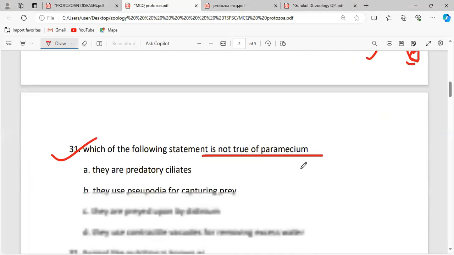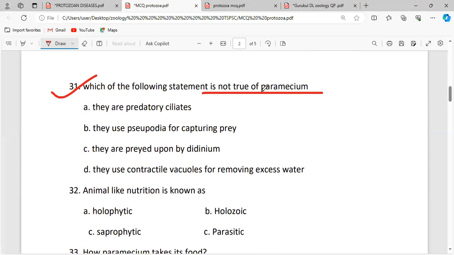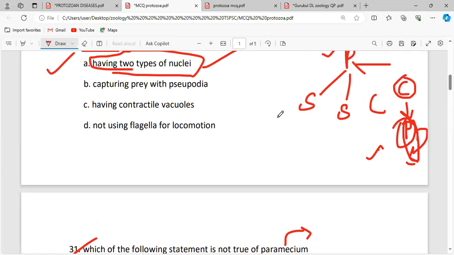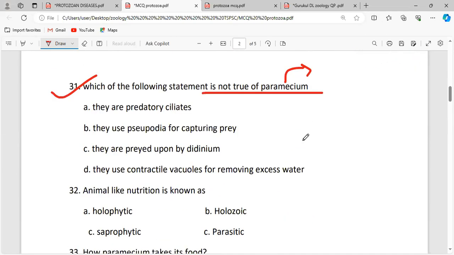What is their locomotory organelle? Definitely they are going to use the cilia for its locomotion. See, this is how the understanding about the classification helps in answering the question. This is why I am stressing. If you know the outline of each and every word of the syllabus, and at least 5 to 10 important characteristic features of each word in the syllabus, you can easily crack the exam.